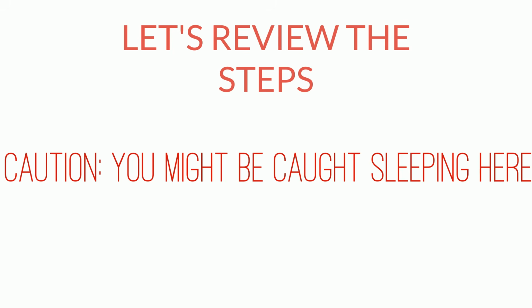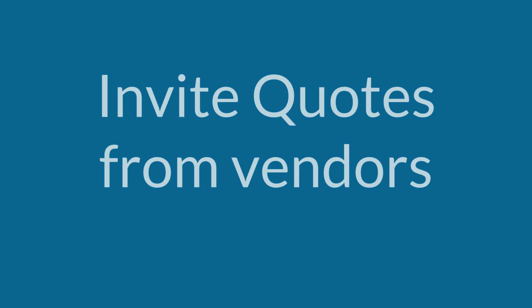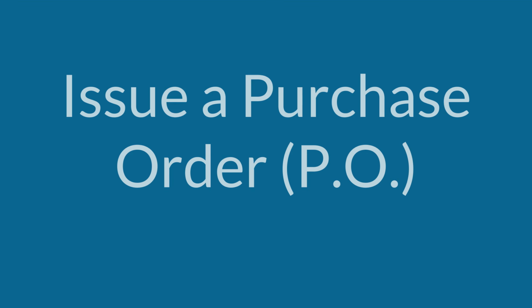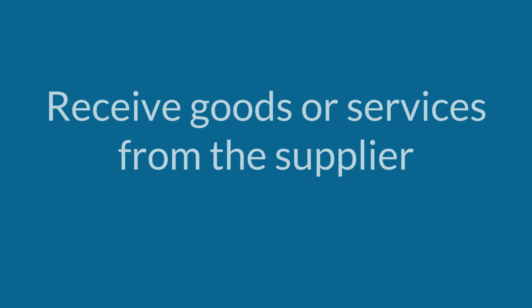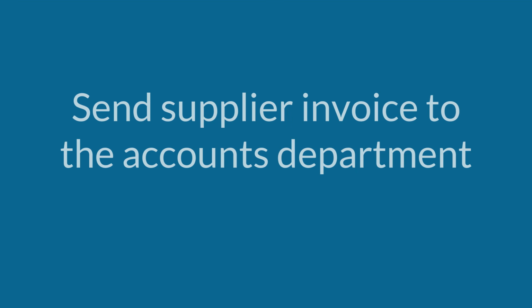Once again, let us now revise the steps which we have discussed so far. Step 1 was to receive the approved purchase request. Step 2 was inviting quotes from vendors. Step 3 was issuing a formal purchase order. Step 4 was receiving goods or services from the supplier. Step 5, booking inventory or creating receipt. Step 6, sending the supplier invoice to the accounts department.